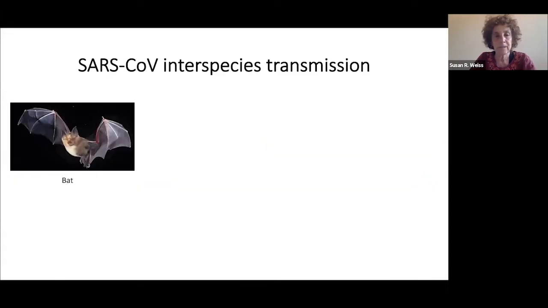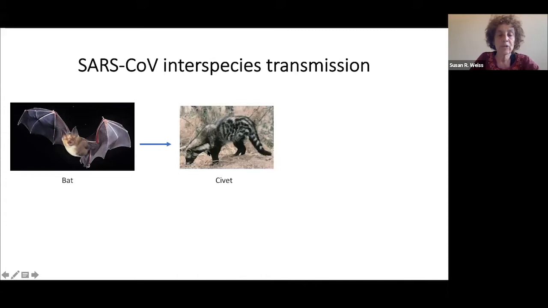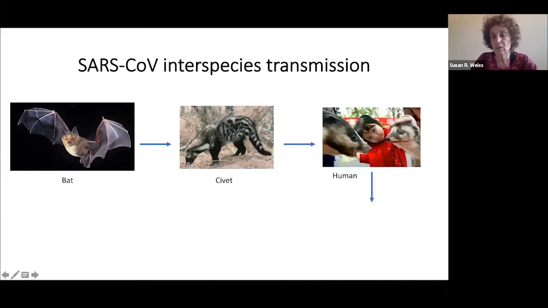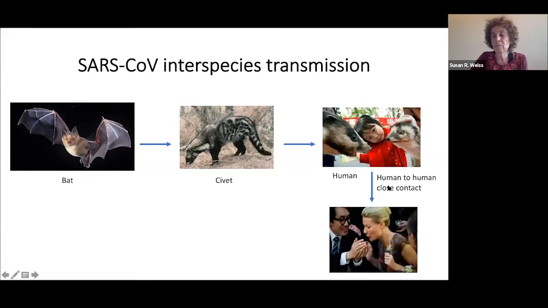That's the plan. Okay, so I want to talk a little bit about SARS interspecies transmission, or coronavirus interspecies transmission. So I think by now it's well accepted that SARS coronavirus originated in a bat and was transmitted to a civet and then transmitted to humans. And then once in humans, it spread very quickly by human to human close contact.